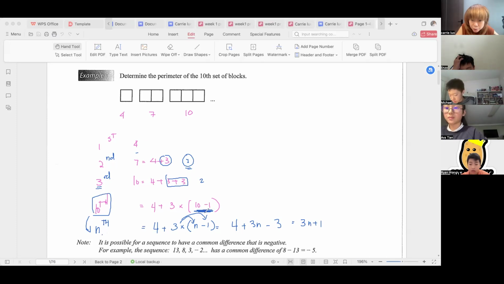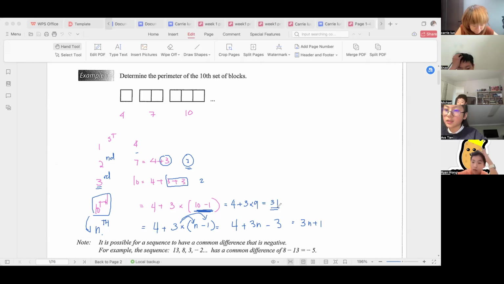So if it is the nth term, you just replace the 10 with n. So it's 4 plus 3 times n minus 1. Get it? Equals 4 plus 3n, because it's 3 times n, there's a bracket, right? So 3 times n equals 3n. 3 times -1 equals -3. So 4 plus 3 tens minus 3, that's the 10th, right? So it is 4 plus 3 times 9, so equals 31. You did it early, right?